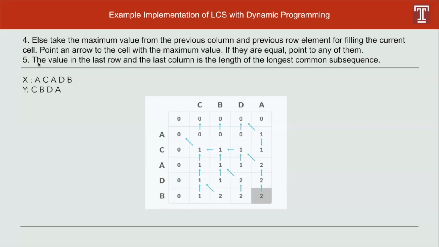What it says here is that the value in the last row and the last column is the length of the longest common subsequence.